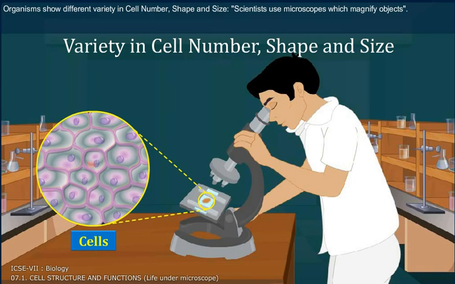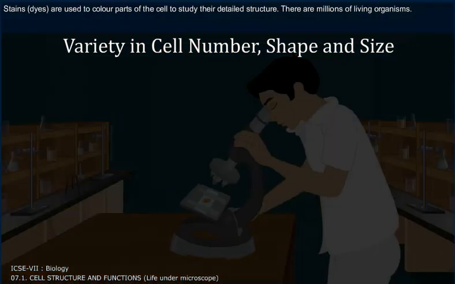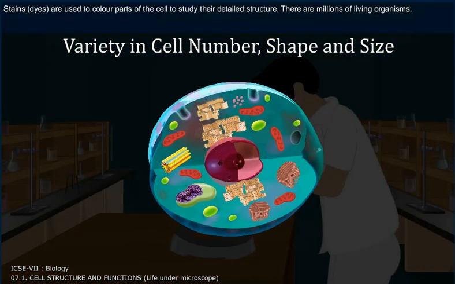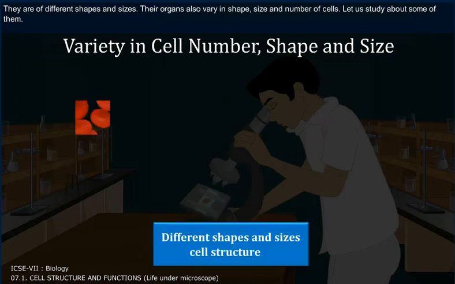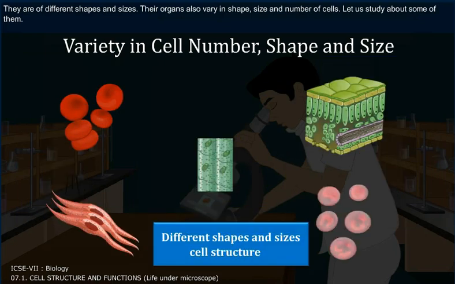Scientists use microscopes which magnify objects. Stains and dyes are used to color parts of the cell to study the detailed structure. There are millions of living organisms. They are of different shapes and sizes. Their organs also vary in shape, size, and number of cells. Let us study about some of them.